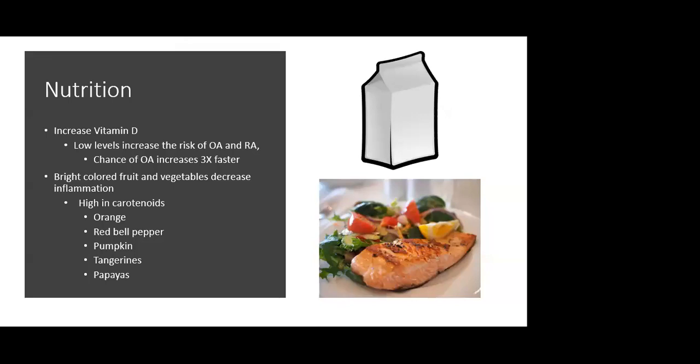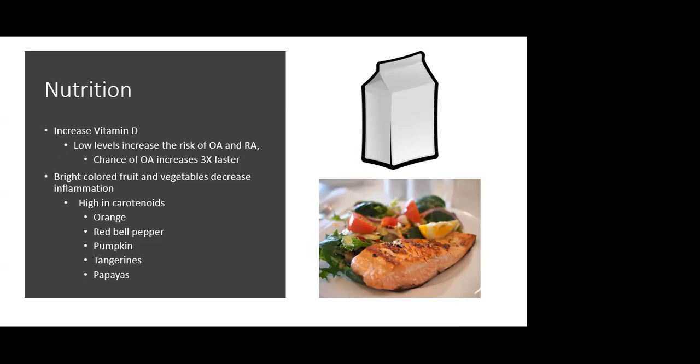Lastly, looking at nutrition, there's little information to show how nutrition can impact or improve arthritis, but evidence does support that decreasing your risk factors for these diseases can improve your overall health. For example, low blood levels of vitamin D increase your risk factors of osteoarthritis and rheumatoid arthritis, where the chances of getting osteoarthritis get 3 times higher in people with low vitamin D levels.